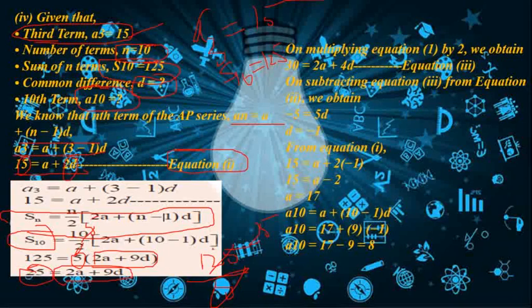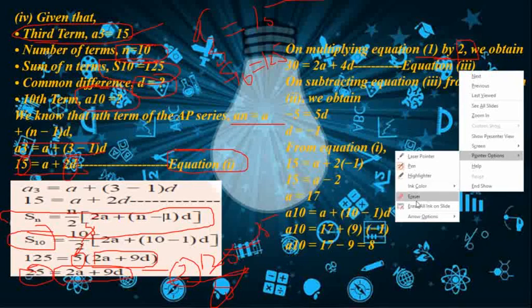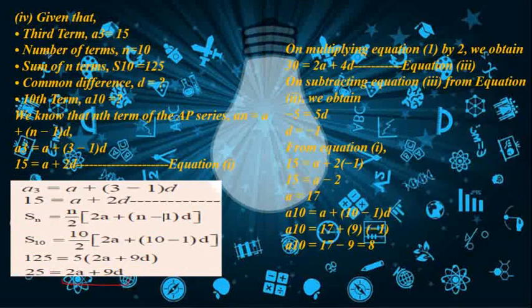So what is the second equation? That is 25 will be equal to 2a plus 9d. Now, what is equation number 1? That is 15 is equal to a plus 2d. Now multiply equation number 1 by 2. What is equation number 2? That is 25 will be equal to 2a plus 9d. Now multiply equation 1 by 2. What will we get?